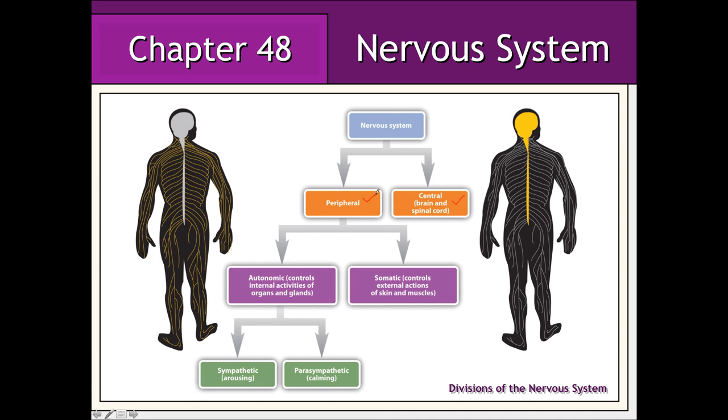This division of the nervous system can be further subdivided into a somatic division, which primarily controls the voluntary actions of skeletal muscle, and the autonomic division, which primarily controls the activities of smooth or involuntary muscles. The autonomic nervous system can be further subdivided into a sympathetic and parasympathetic division, the functions of which will be discussed later on in this presentation.